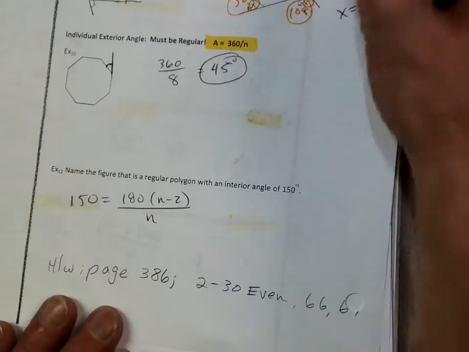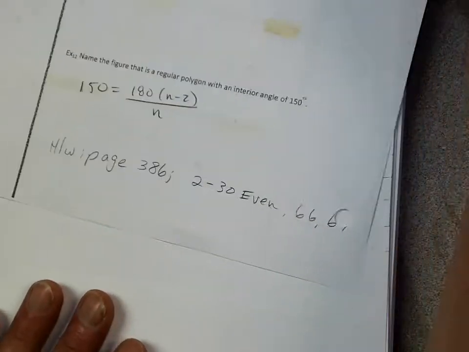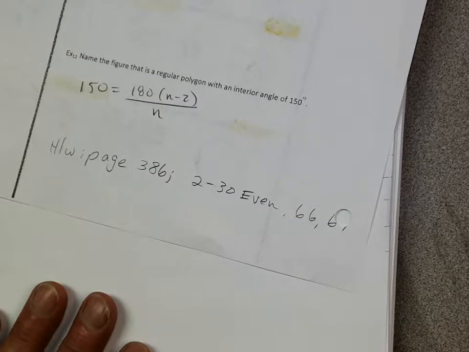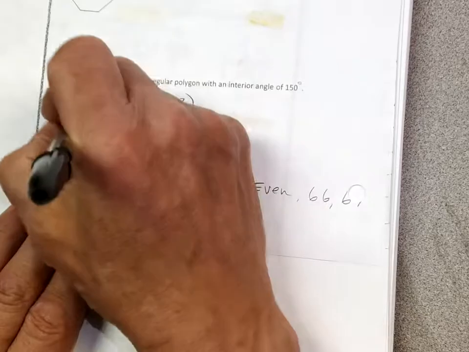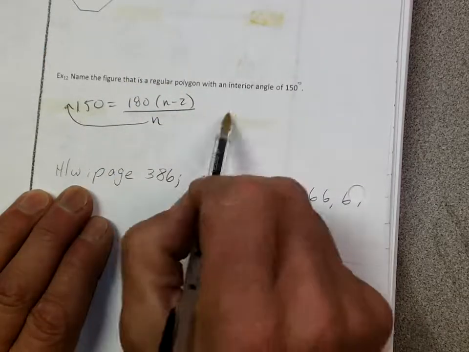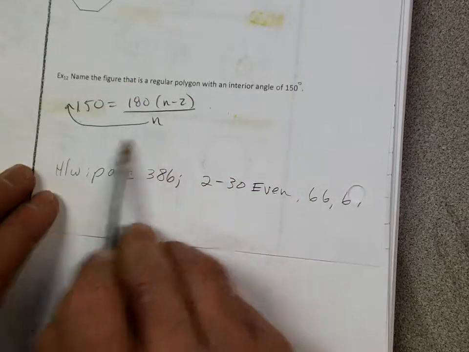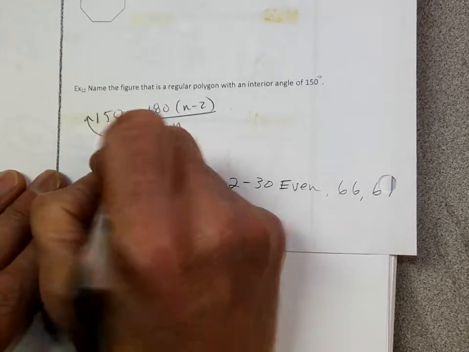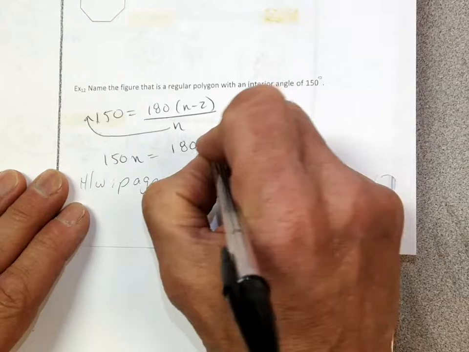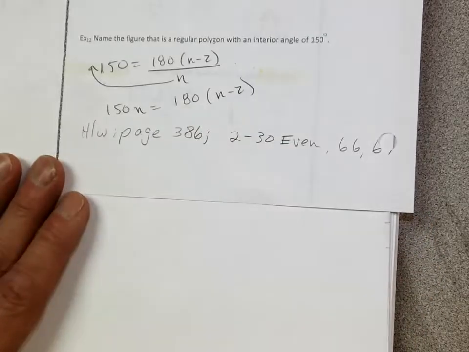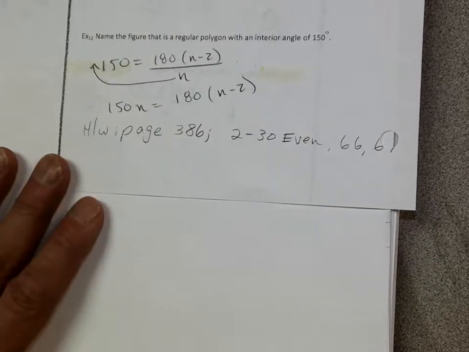Okay, algebra kids, how do we solve for n? Multiply by n. Good choice. If I multiply up by n, times both sides by n, right, that'll undo the n. So the n comes up here. I have 150 n equals 180 times n minus 2. Okay, great. Now it gets easier, doesn't it? So what's the next step?